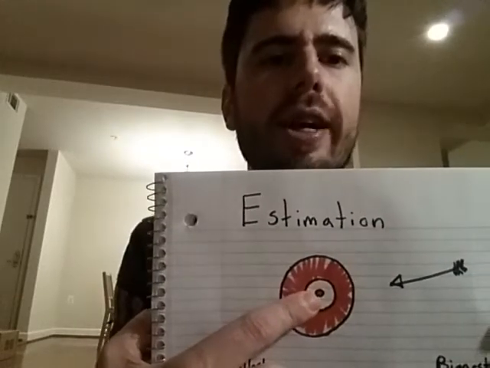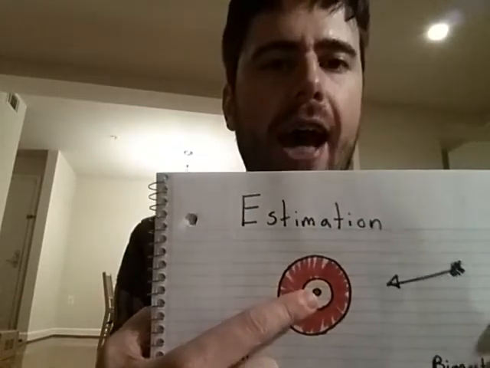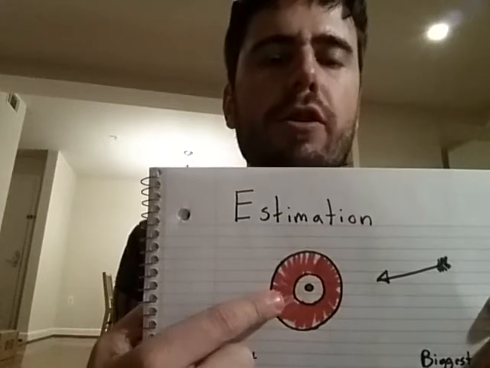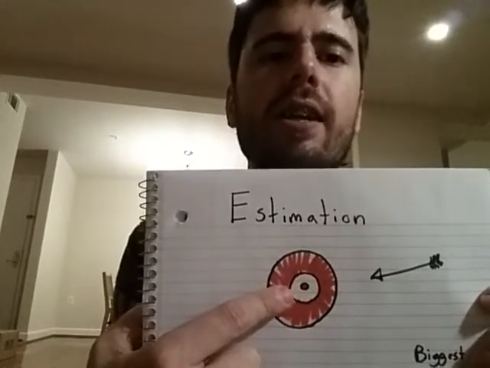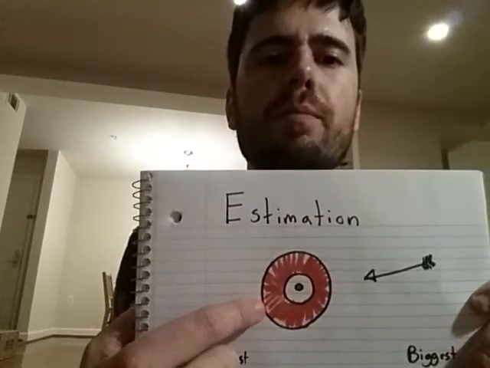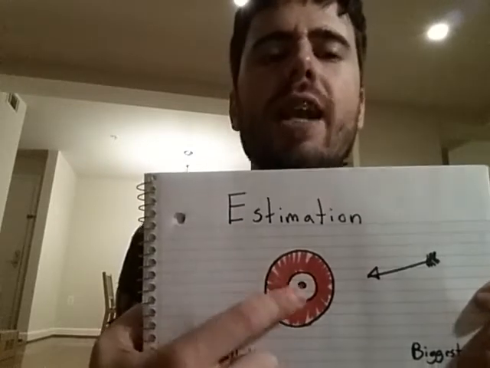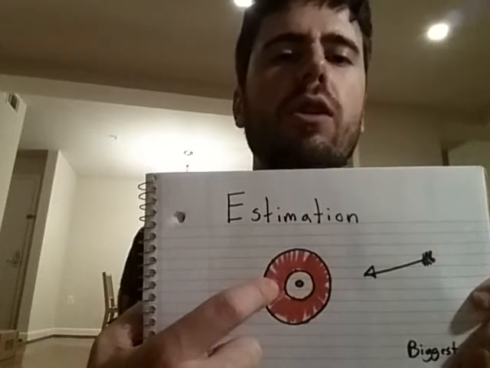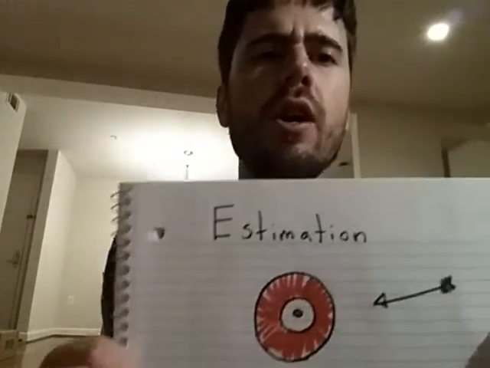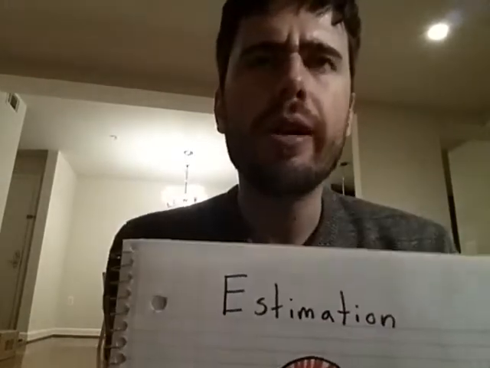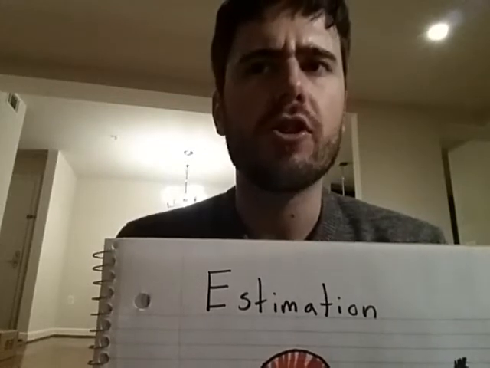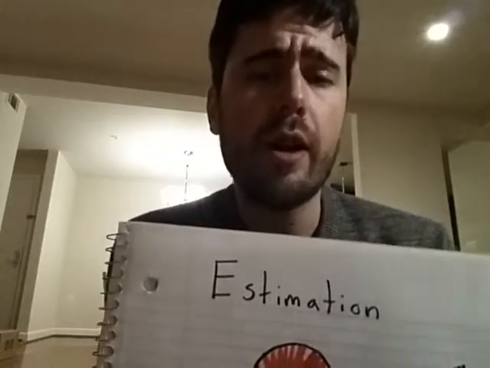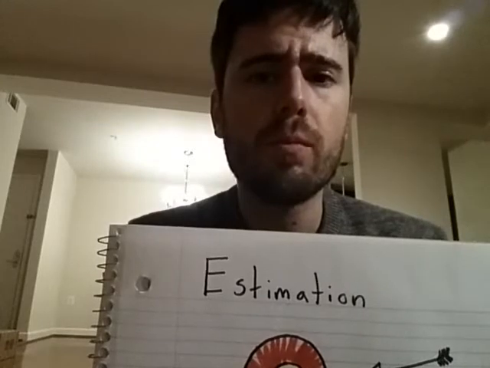Where the target, the very center, is the actual answer. And as you move farther and farther out, you're getting a little bit further away from the actual answer, but you're still kind of in the ballpark. You're still in the right area, so you're getting close. So you might ask yourselves, Mr. Carpenter, I already know how to multiply fractions. I'm good to go. Why do I need to know how to use estimation?